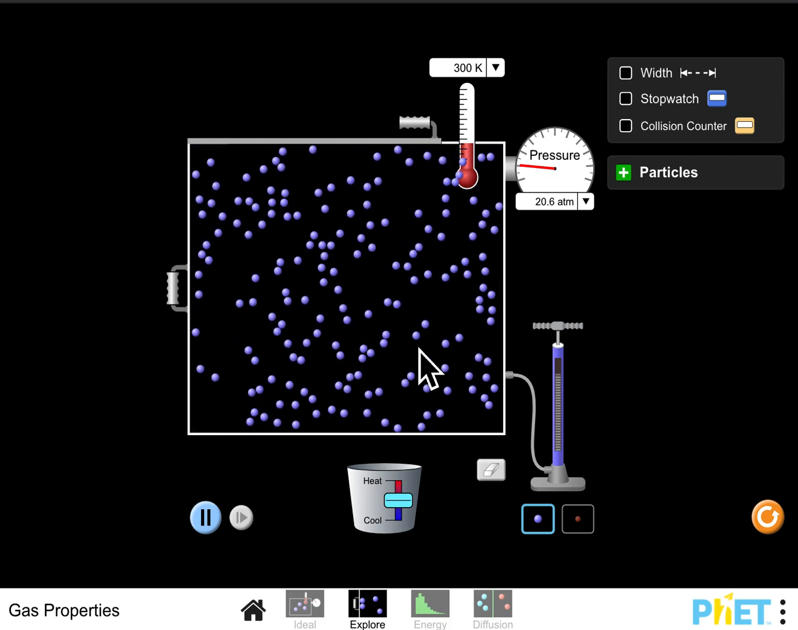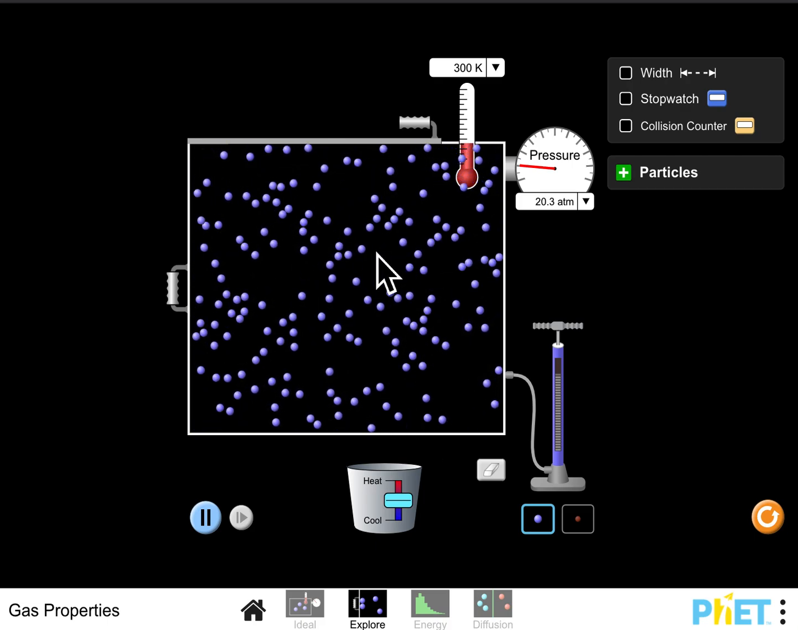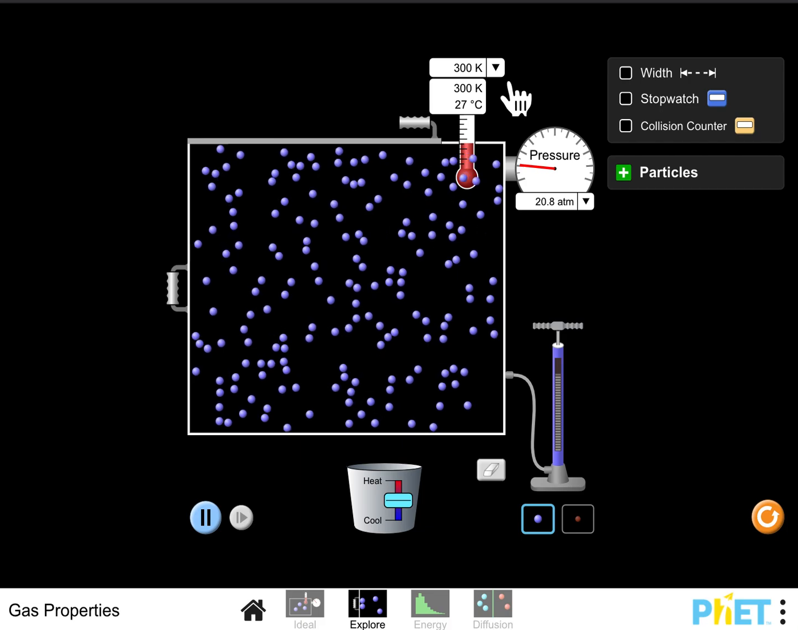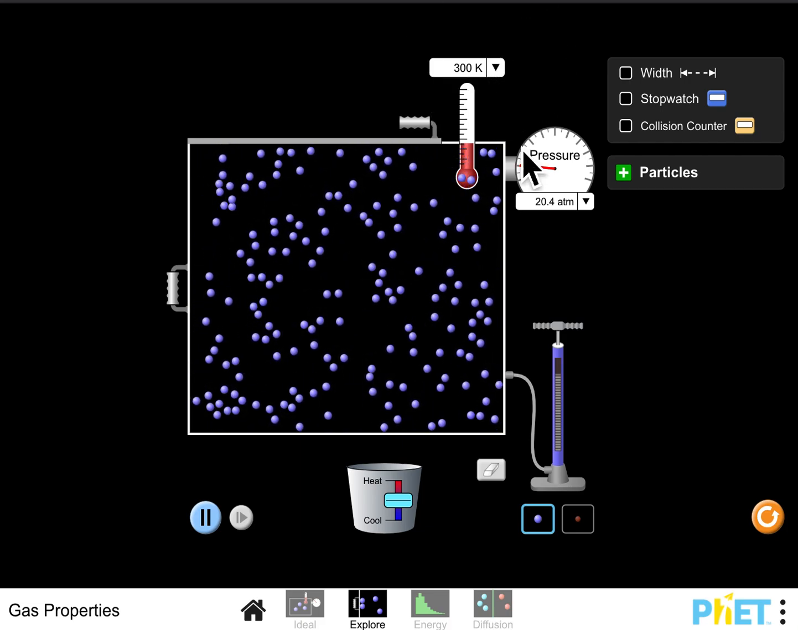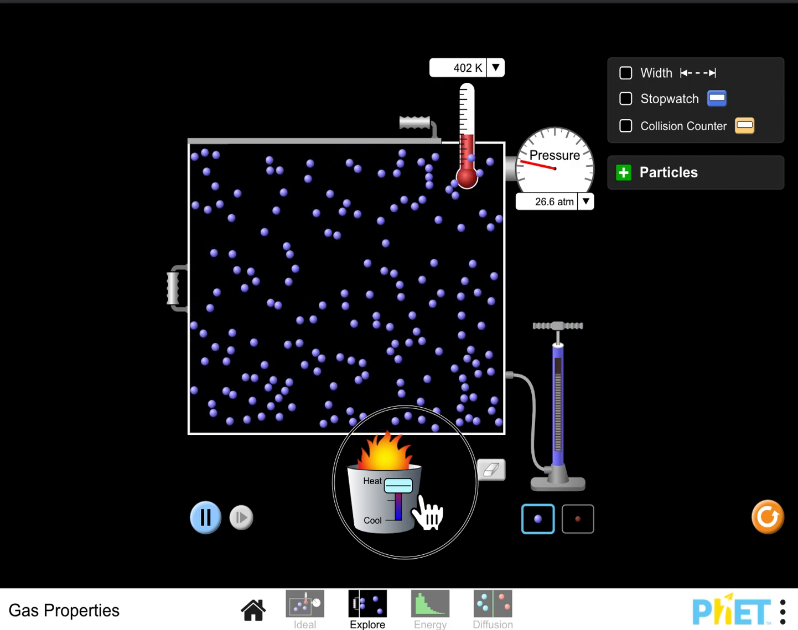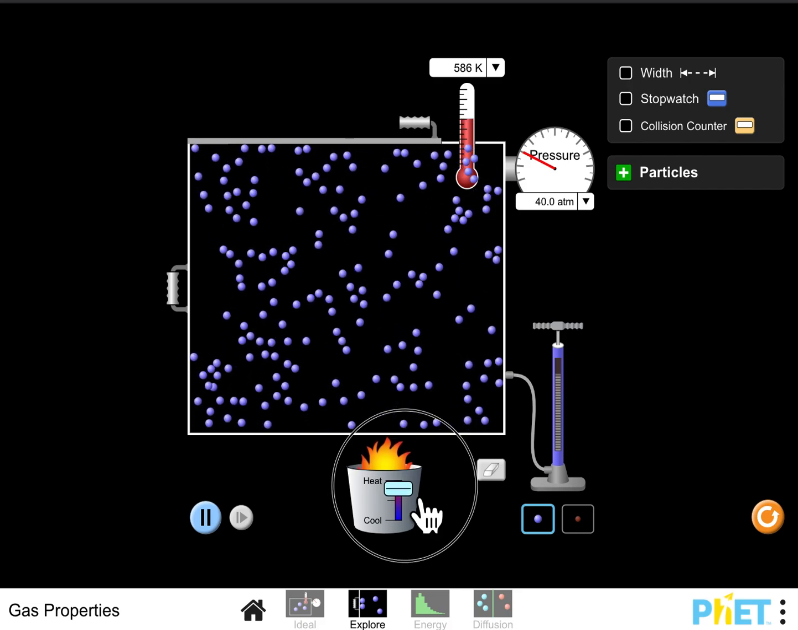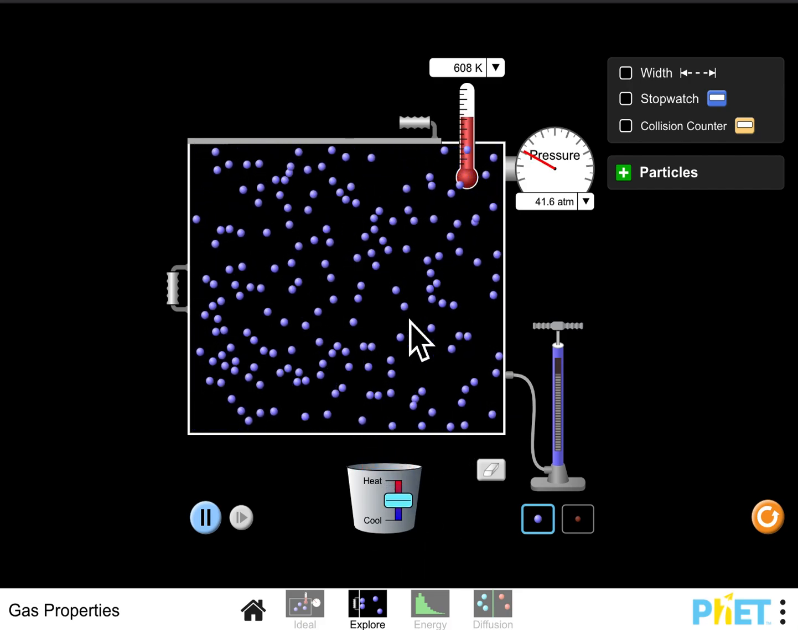In this case, it's 20 atmospheres, and you could increase the temperature of this. Let me see, how do I do that? Oh, here, I can add some heat down here. I can add some heat, and you can see in doing so, I'm making those molecules move faster and faster. I'm increasing the kinetic energy of the molecules.